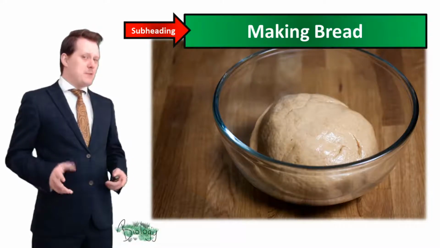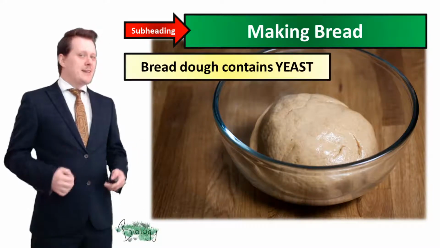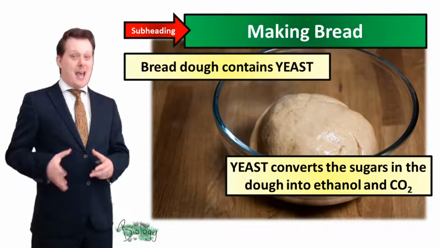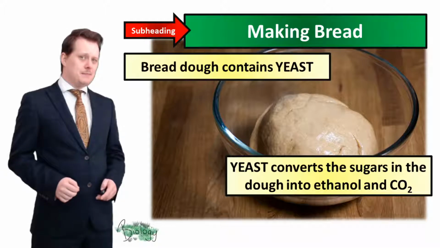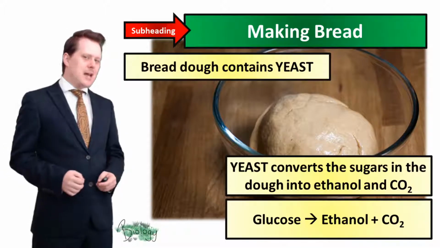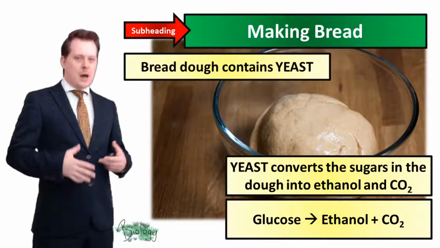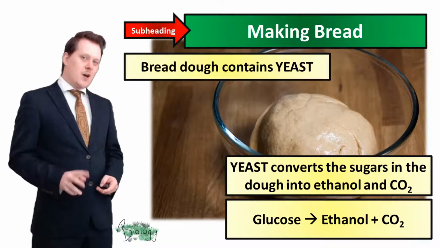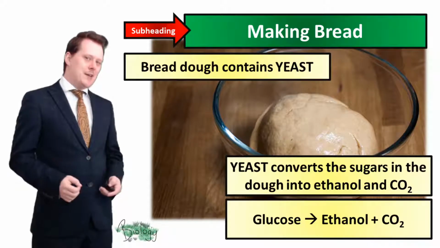Now, when we make bread and we make our bread dough, we add yeast. This yeast converts the sugars in the dough into ethanol and carbon dioxide. Because remember, our anaerobic respiration in yeast and in some plants has glucose as our reactant, and that produces ethanol and carbon dioxide, a process which also releases energy.